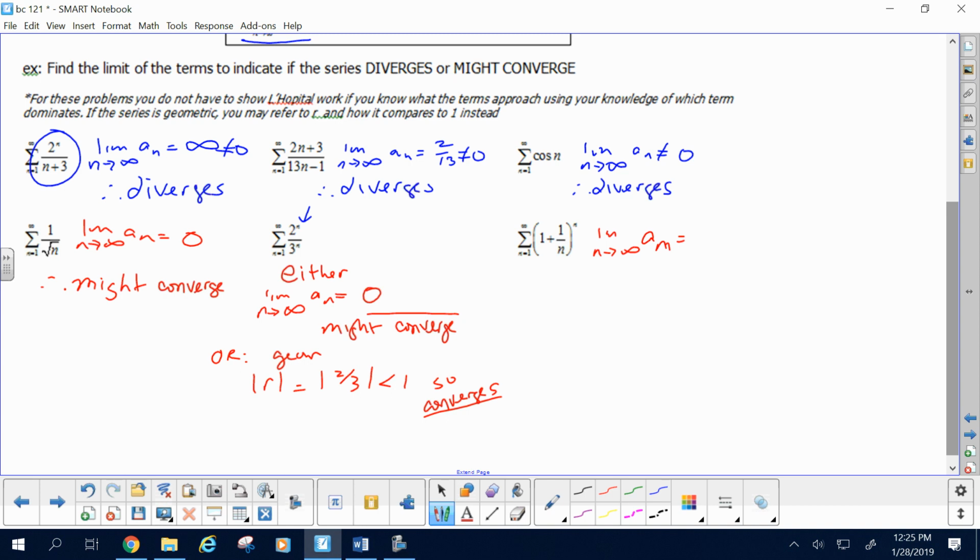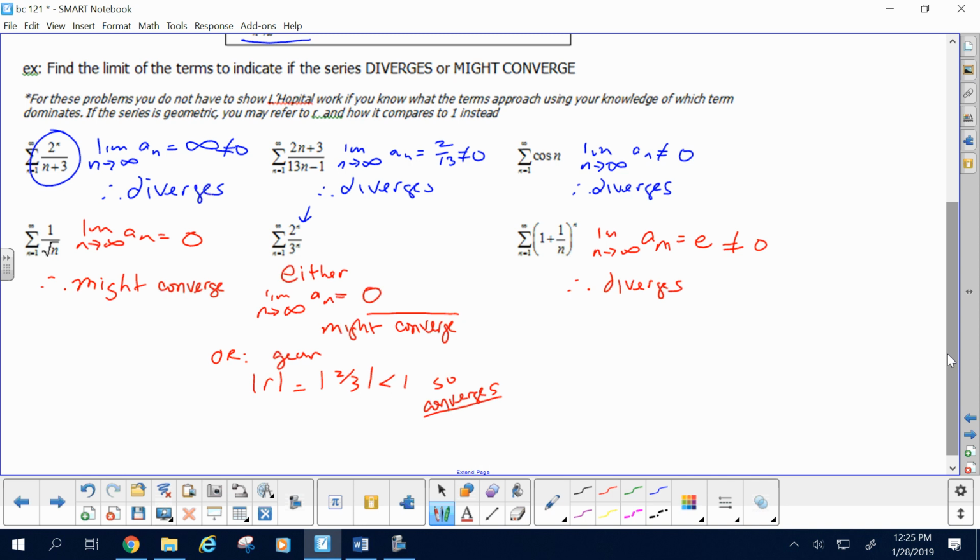And the last one. Did you say converge or diverge? Diverge. What's the limit of the terms? What do they approach? e. So doesn't that mean it converges? The sequence converges to e, but the series diverges because you're adding infinitely many numbers close to e, which gets infinitely large. So it is not 0, so it diverges. And by "it," I mean the series diverges.